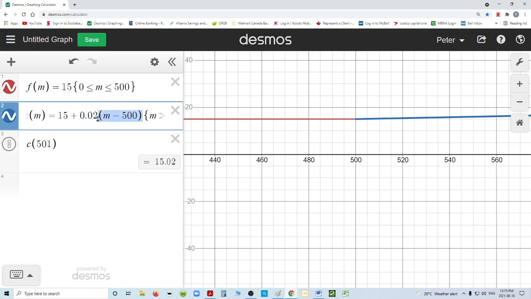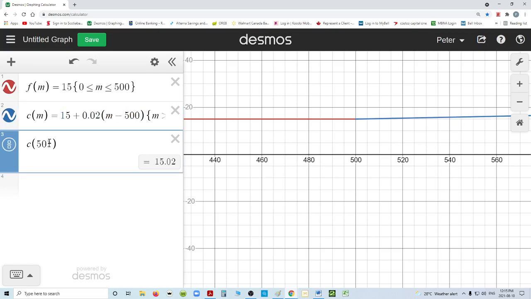For instance, 501, it would be 501 minus the 500. It would be 1 minute times the 2 cents, and then add the 15 charge. This way you can see any cost. Let's say he goes 600 minutes that month. He's going to pay $17, which makes sense because it's $15 for the first 500, and that extra 100 minutes times 2 cents is $2. So it's $15 plus $2, $17.